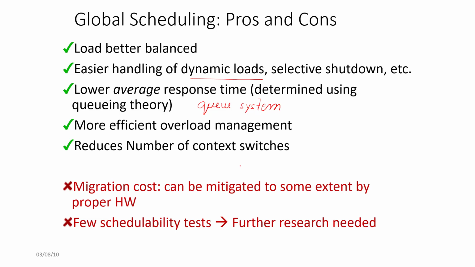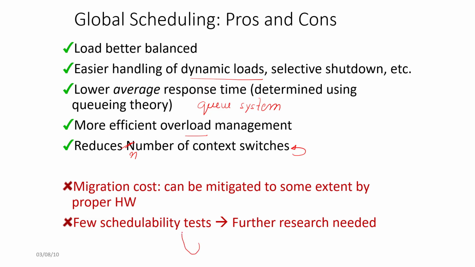And of course, there is more efficient overload management and a number of context switches. Well, I wouldn't say it reduces it all the time. That would depend on the scheduling heuristic. I would slightly nuance the statement and say that we can reduce it if this is one of our priorities. So, of course, the migration cost, etc., can be mitigated to some extent, again by modifying the scheduling algorithm and using the proper hardware.